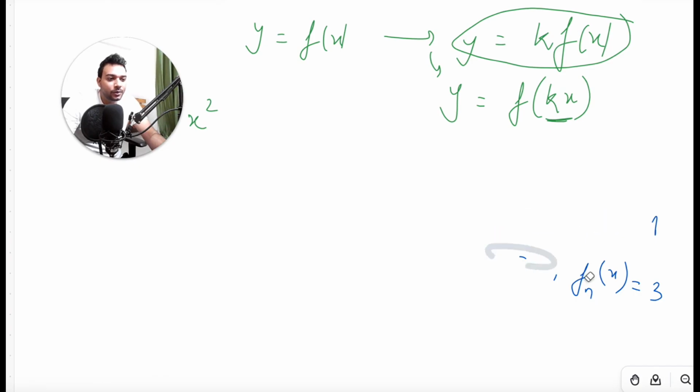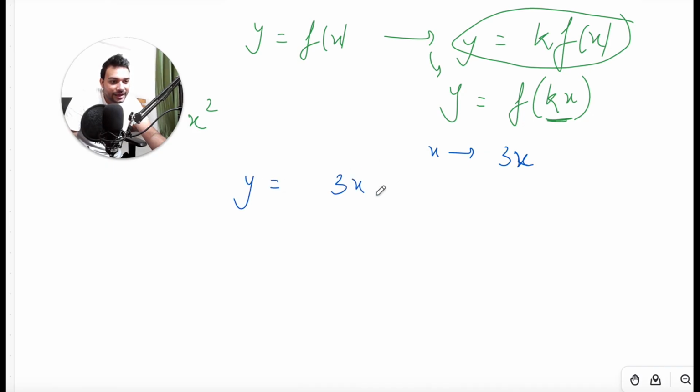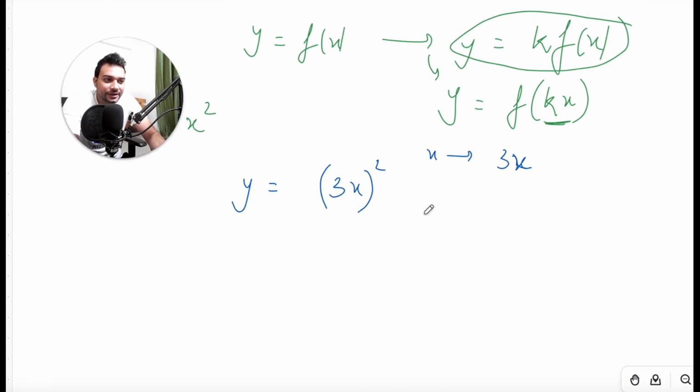Next, let's see the other one, the one I've written just below it. So you had y is equal to x squared. Now you're doing y is equal to f of kx. So the x itself is getting changed to kx. Let's say it goes from x to 3x. So the new function is going to be y is equal to 3x squared. This won't be much different from the kind of transformation we saw just now. That is because of the nature of the quadratic function. So I'll take another function to show you this one.